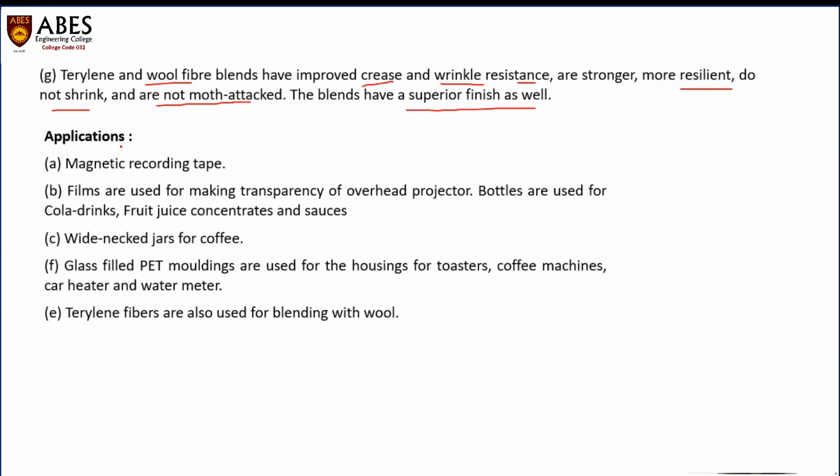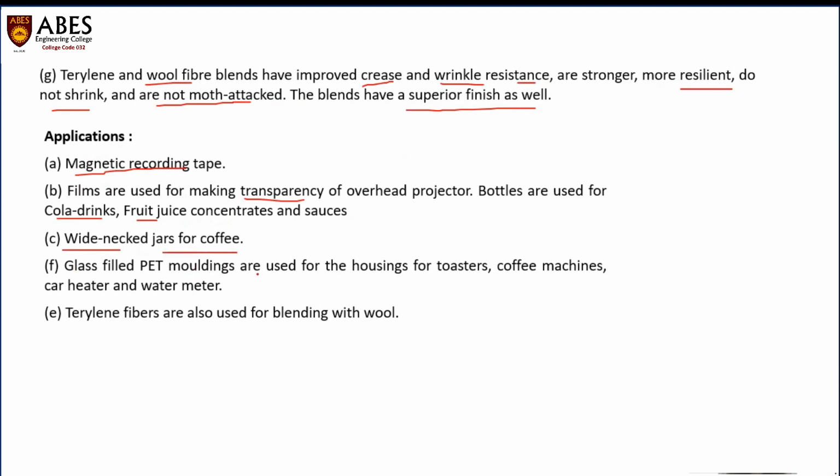If we discuss its application, PET is basically used in magnetic recording tapes. Films, as we have discussed earlier, are basically transparent and have good barrier properties. So they are used for soft drinks, fruit juice, etc. Wide neck jars of coffee are also prepared from PET.